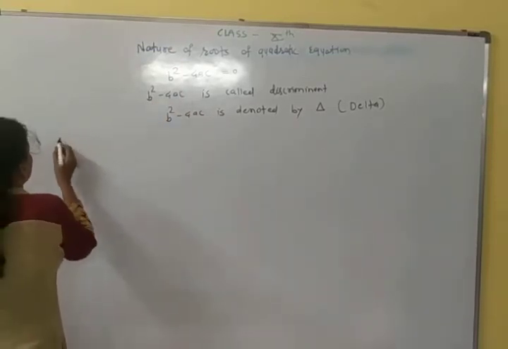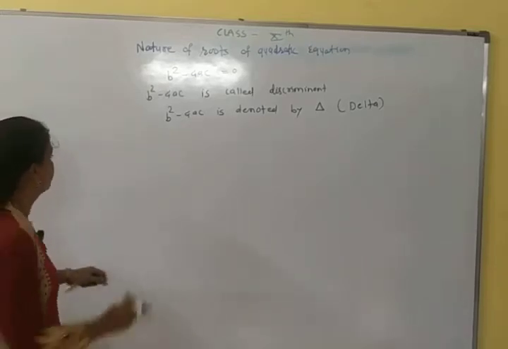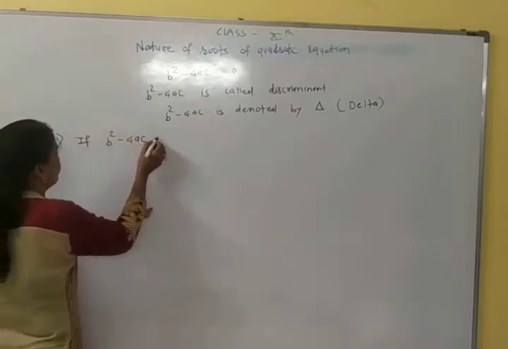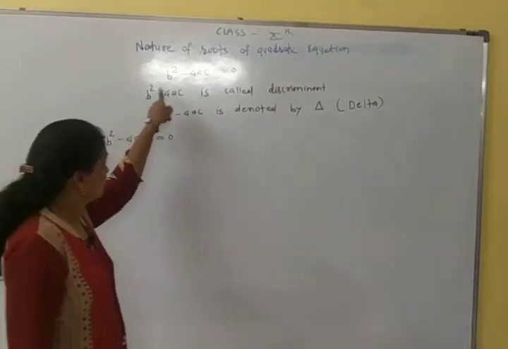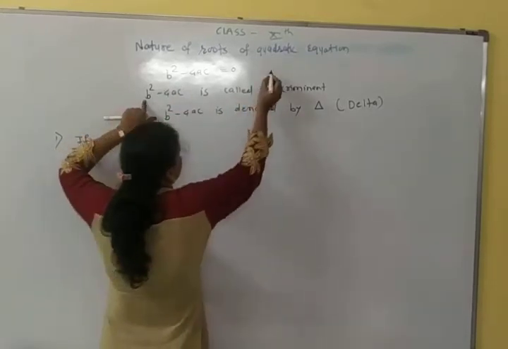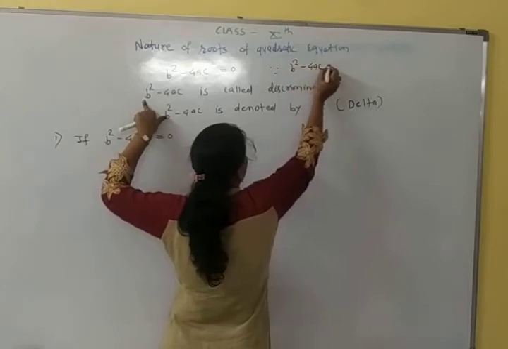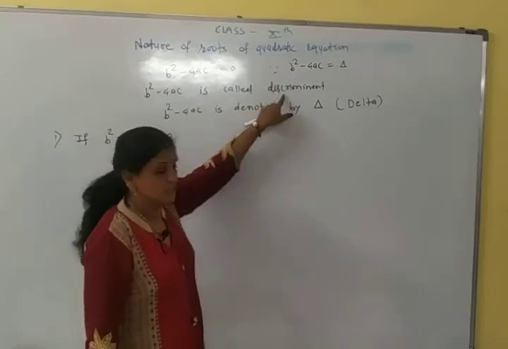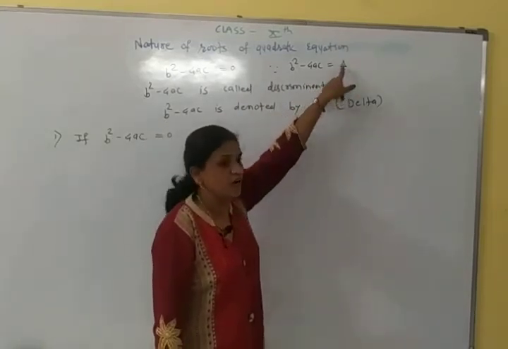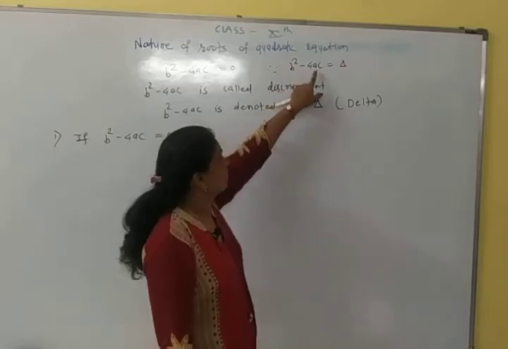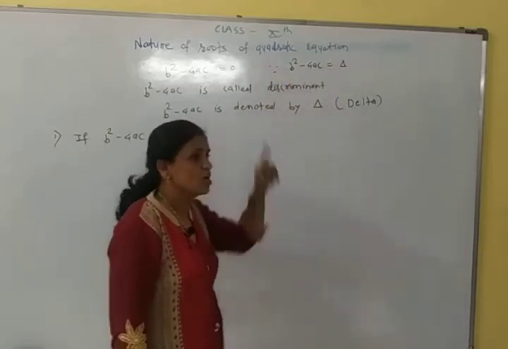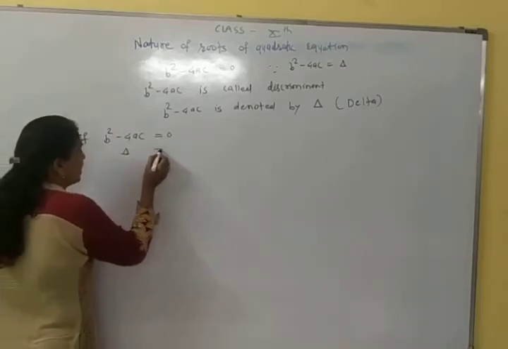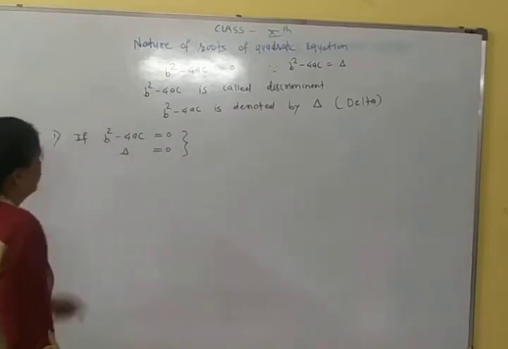Okay. Then there are three types of nature of roots. First one is if b square minus 4ac equal to 0. b square minus 4ac means delta. If we have to find the discriminant, then first we have to find the value of delta, that is, the value of b square minus 4ac. That is called discriminant.